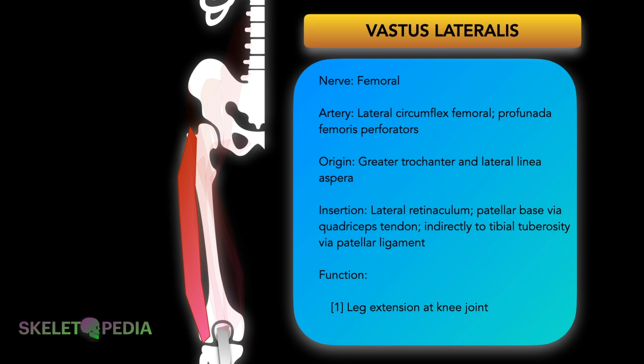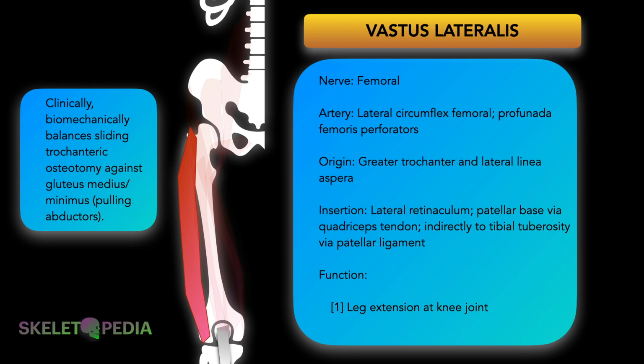The next muscle component of the quadriceps muscle is the vastus lateralis. It's innervated by the femoral nerve and supplied by the lateral circumflex femoral and profunda femoral perforators. This muscle originates from the greater trochanter and the lateral aspect of the linea aspera, and it inserts at the lateral retinaculum. Similar to before, it also inserts at the patellar base via the quadriceps tendon and indirectly to the tibial tuberosity via the patellar ligament. Its function is to extend the leg at the knee joint.